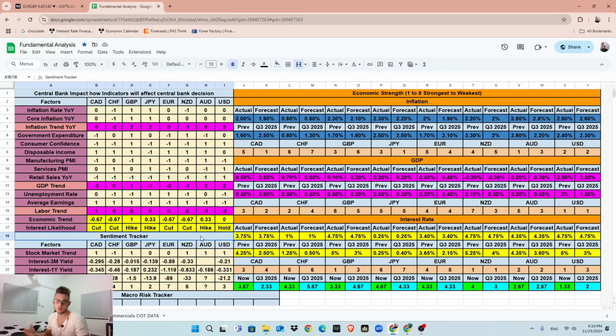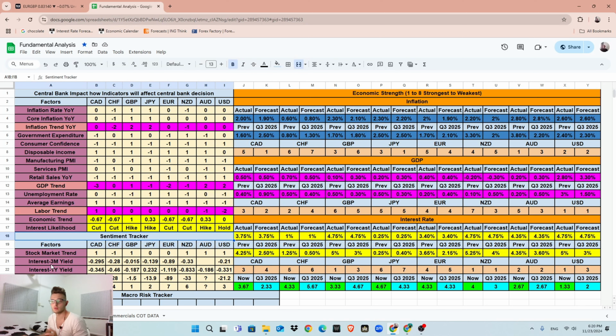Now, if we are in a cutting cycle, for example like GBP, the pound, we are in a cutting cycle, so there is no way to hike rates right now. They will hold rates. Okay, so just keep these in mind. Then I added the sentiment tracker.